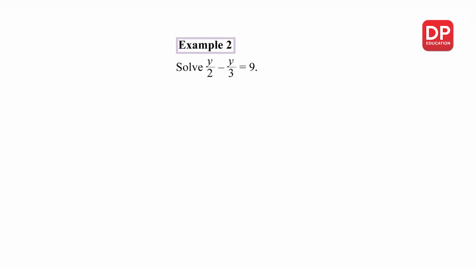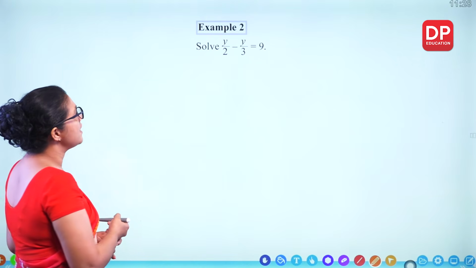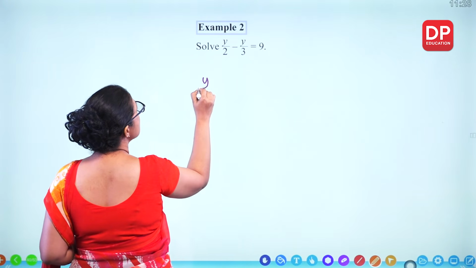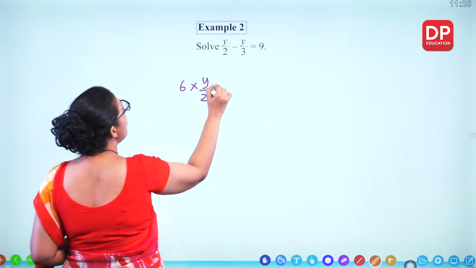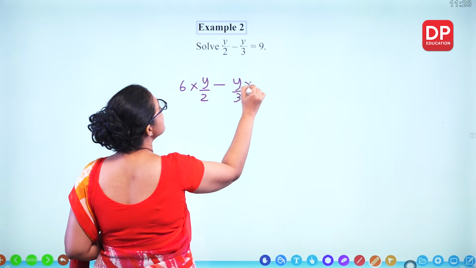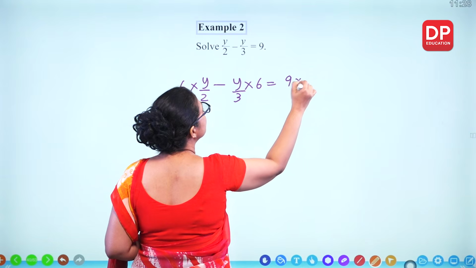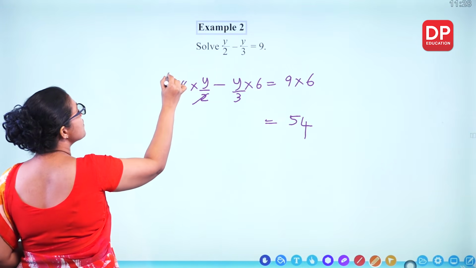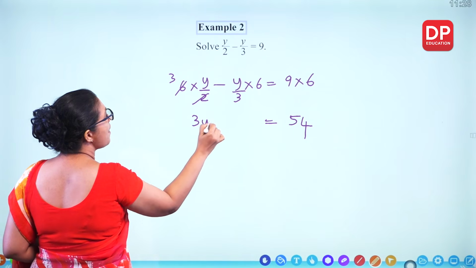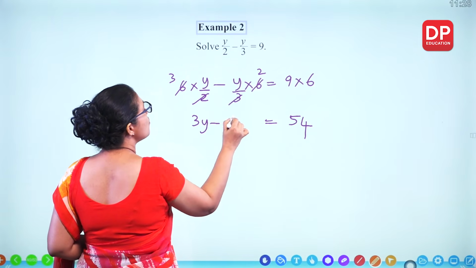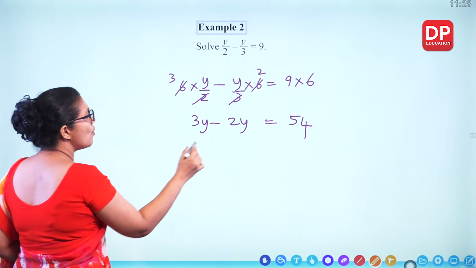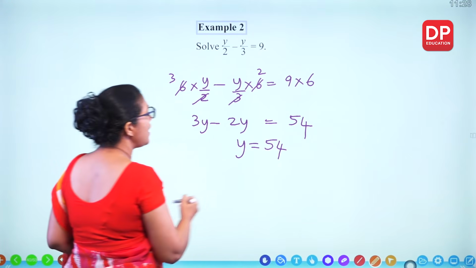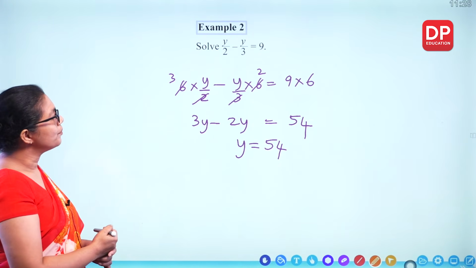Example number 2. Now 2 and 3 in the denominator. So what's the lowest common multiple of 2 and 3? That's 6. Multiply all terms by 6. You get 54 here. 2 times 3 here. So 3y minus 2y equals 54. 3y minus 2y is y. So y equals 54.